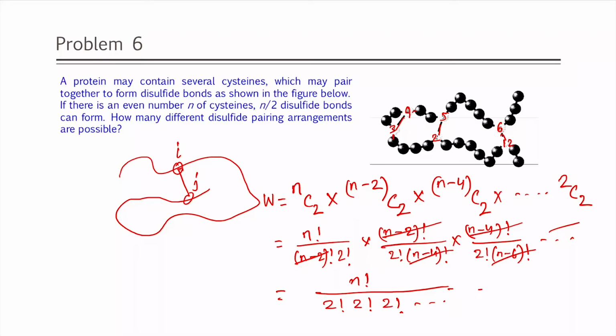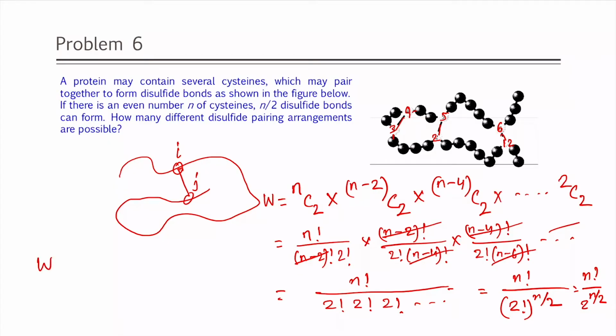So, how many terms will be there? As you can see, we are going to make n by 2 pairings. So, there will be n by 2 terms. Therefore, n factorial by 2 factorial to the power n by 2, which is n factorial by 2 to the power n by 2. So, these many bonds will form, but these bonds are all unique ones right now.